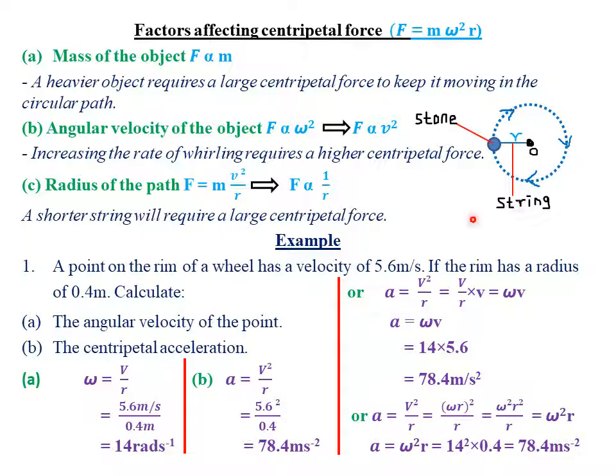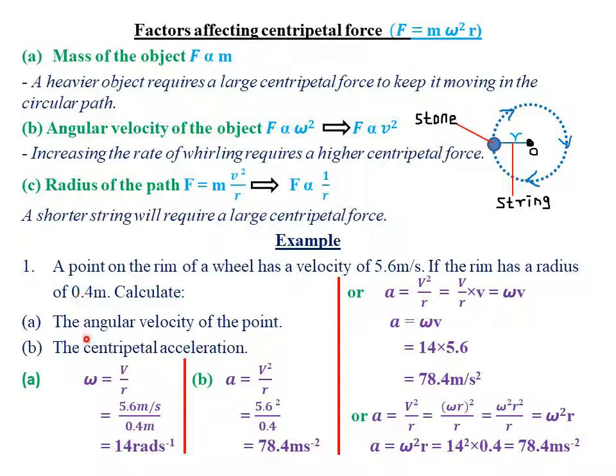Therefore, centripetal force is inversely proportional to the radius of the path, or simply inversely proportional to the length of the string used. Next, let's look at an example which reads: a point on the rim of a wheel has a velocity of 5.6 meters per second. If the rim has a radius of 0.4 meters, calculate part A, the angular velocity of the point. So we are given the linear velocity v. We are also given the radius.